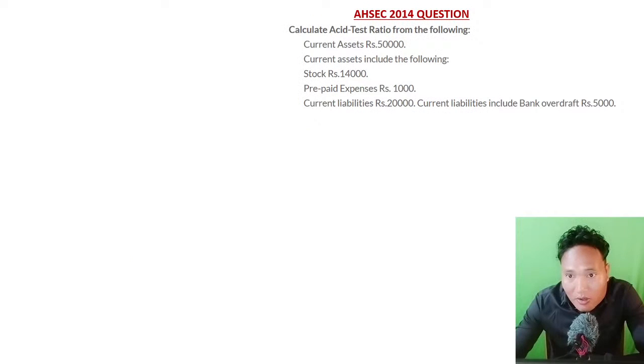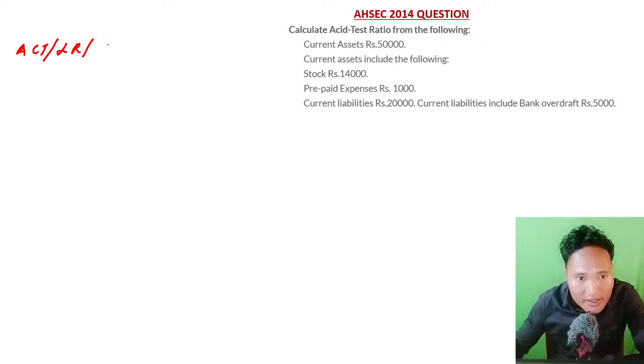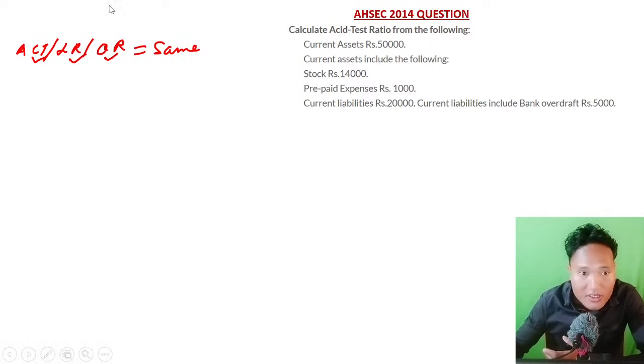This question was asked in the year 2014. Calculate acid test ratio from the following. Now the students need to remember that acid test ratio is equal to liquid ratio, and also quick ratio. It means acid test ratio, liquid ratio and quick ratio, all these are synonymous to each other. It means they are the same. Although the names are different, they are the same. Sometimes they may ask you to find acid test ratio, or sometimes liquid ratio instead of acid test ratio, or sometimes quick ratio instead of acid test ratio. It means all these names are synonymous to each other.